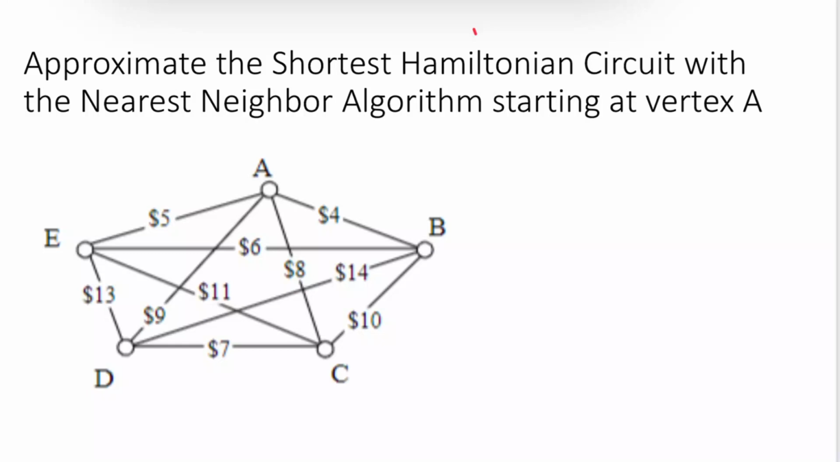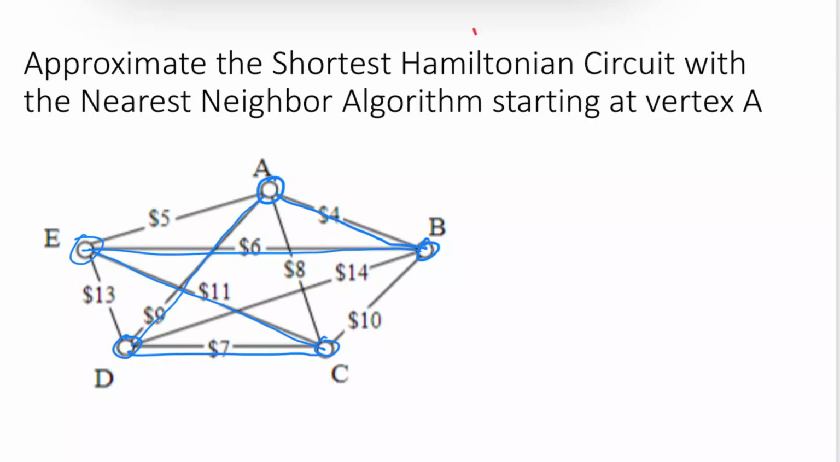All right, so if we start at vertex A, the nearest neighbor to vertex A is vertex B, because $4 is the smallest number of the edges that are attached to vertex A. And then from vertex B, I could go to vertex E, because that would be the cheapest edge that leaves B. And then I could go to C, I think. That would be my next cheapest. And then I could go to D, and then I could go back up to A.